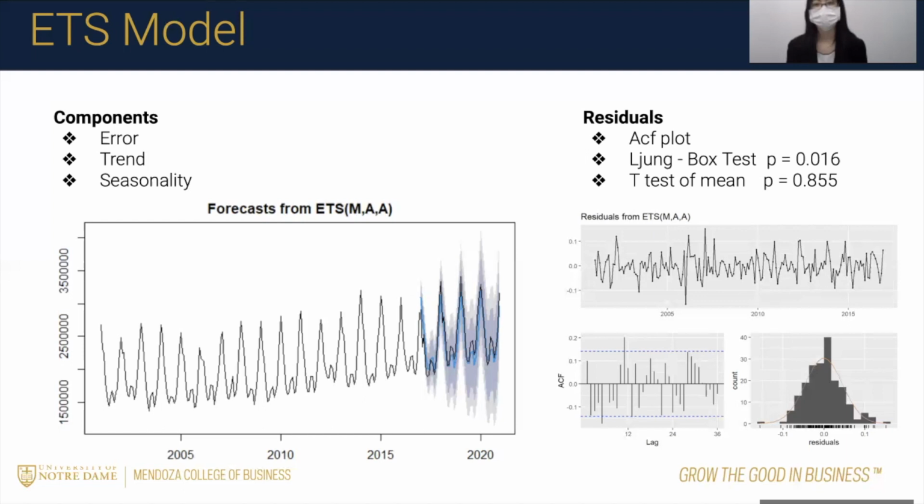So we move forward to check if residuals are white noise using the ACF plot, Ljung-Box test, and t-test of the mean. Lastly, we compare the accuracies on test data and concluded that the MAA combination is our model of choice. You can see the residuals are representing white noise with just 2 outside borders.